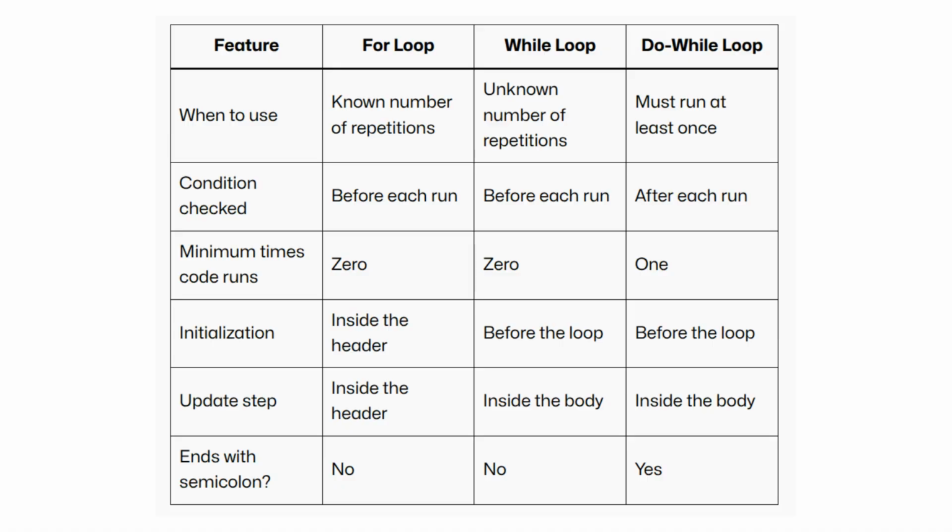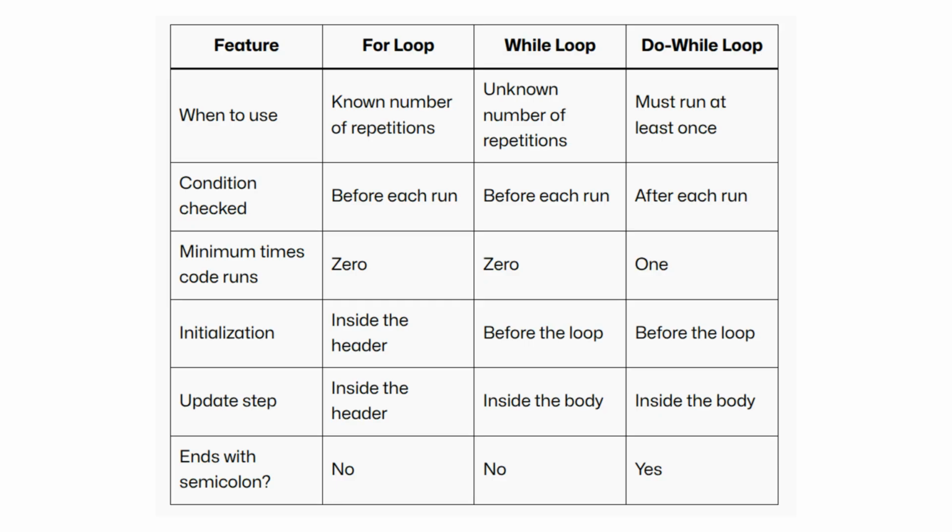Next row, minimum times code runs. This one follows from what we just discussed. For the for loop and while loop, the minimum is 0, meaning if the condition fails at the start, the code never runs. But for the do while loop, the minimum is 1. It always runs at least one time before checking the condition.